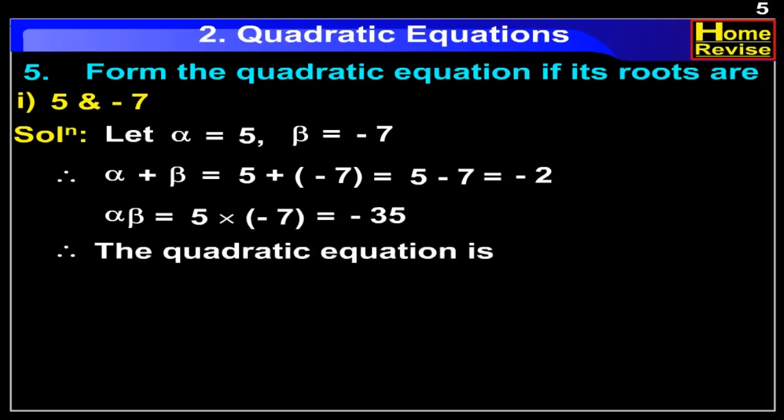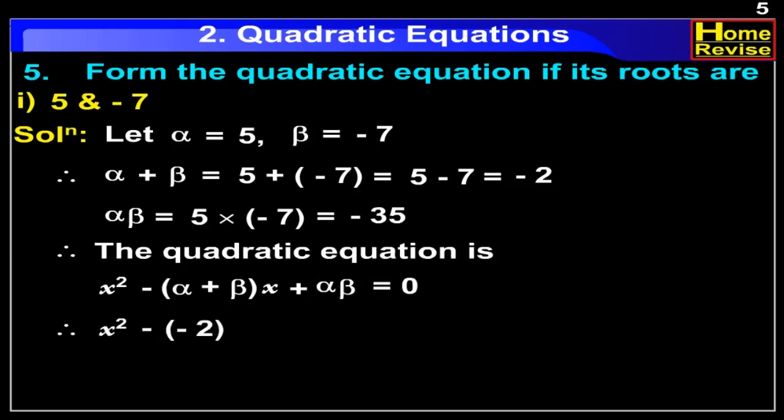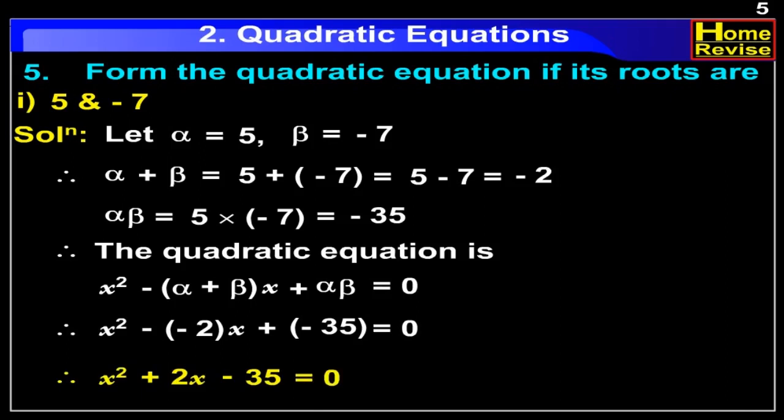Therefore, the quadratic equation is x² minus (alpha plus beta)x plus alpha beta is equal to 0. Substituting the values, we have x² minus (minus 2)x plus (minus 35) is equal to 0. Therefore, x² plus 2x minus 35 is equal to 0. This is the required quadratic equation.